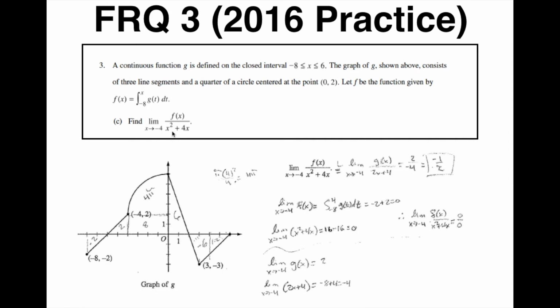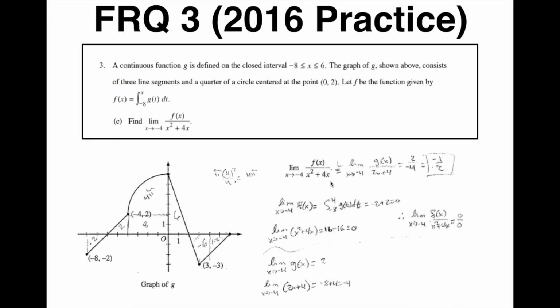In the denominator, if we plug in x equals -4, we also get 0. We get 16 minus 16 equals 0. When we get a case of a limit being 0 over 0, what do we do? We use L'Hopital's rule, and that means taking the derivative of the numerator, taking the derivative of the denominator, and again trying direct substitution at that point.